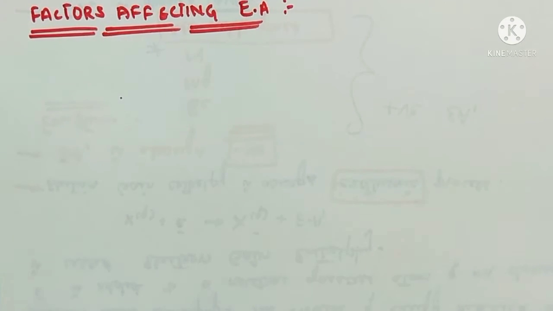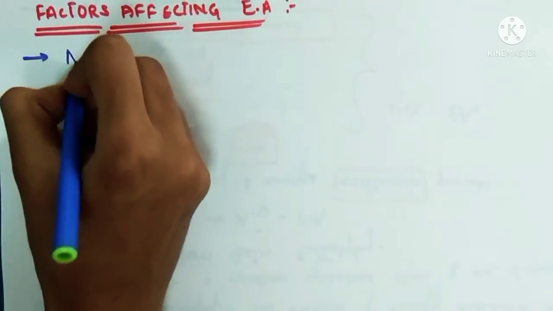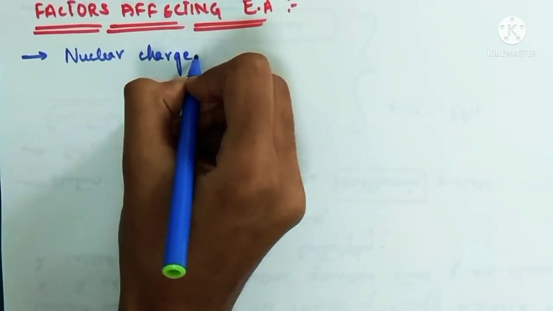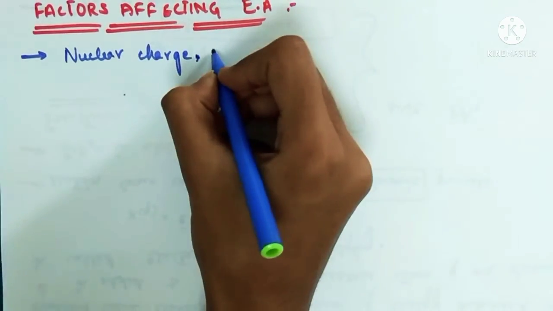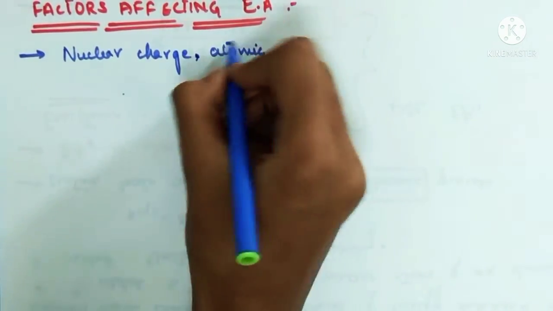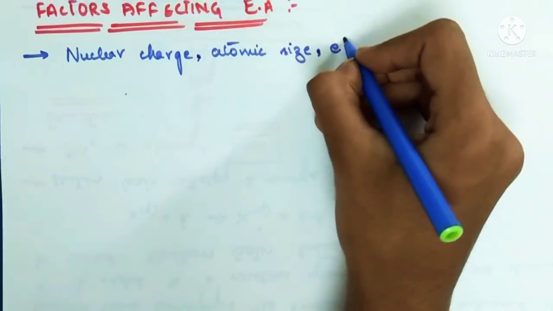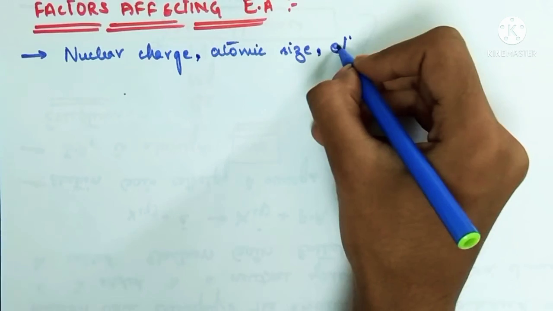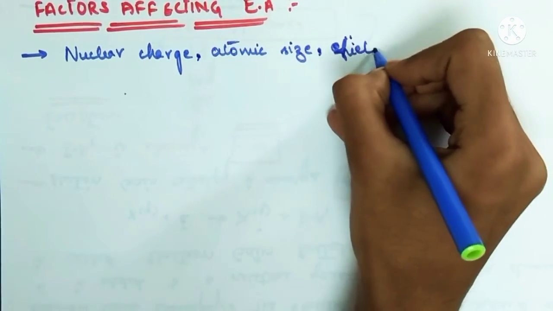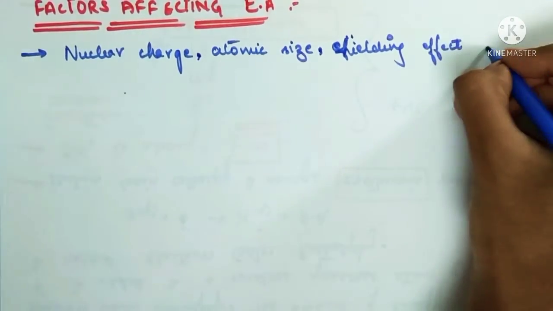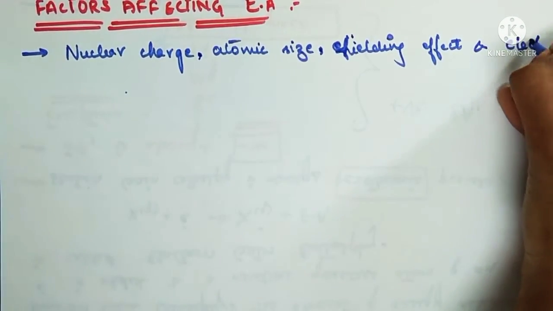And the next topic is the factors affecting electronic affinity. The first factor is nuclear charge, atomic size, shielding effect, and electronic configuration.